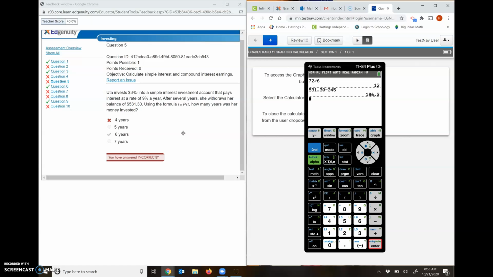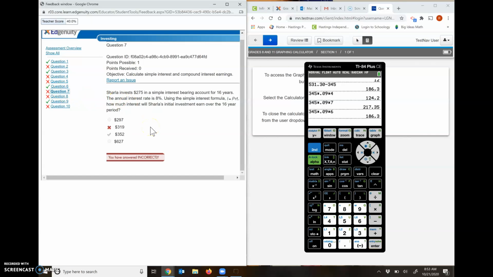Lucky for us, this is multiple choice. So I'm just going to plug them in and see which one gets me $186.30. So we got 345 times 9%, so times 0.09, and let's try like 4 years. Well, that's $124, so that's not going to be enough. Let's try 7 years. Well, that's 217, so that's too much. And then the right answer is 6 years. So $186.30 for 6 years.